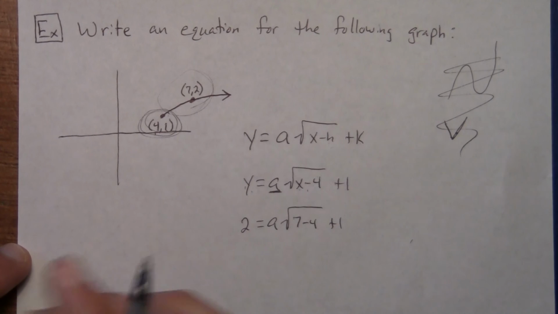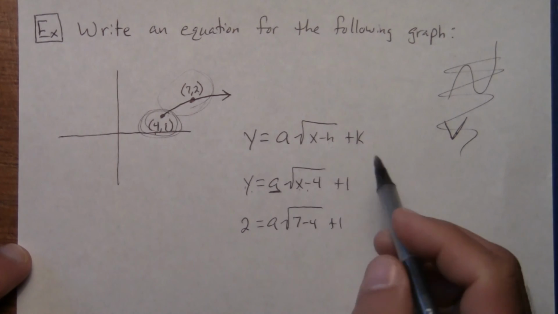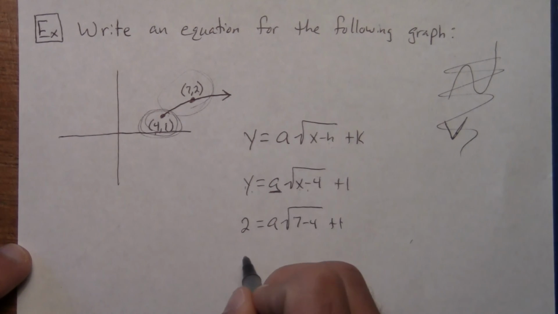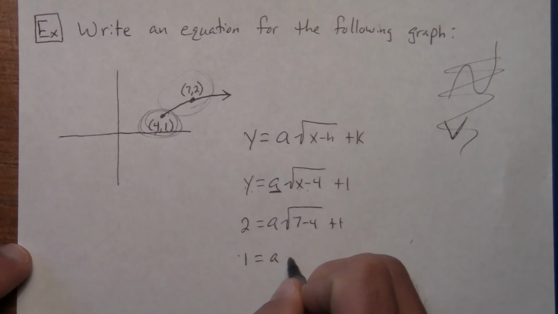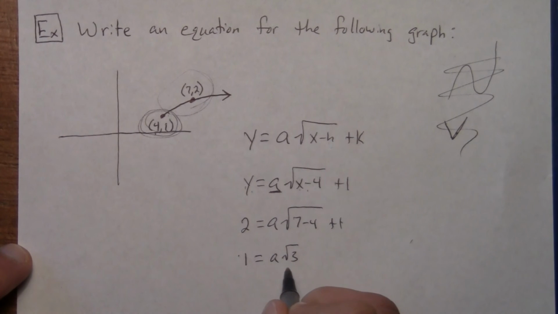And now you just have to solve for a. Again, do your order of operations correctly. When you're solving, I want to subtract 1 to start with. So subtracting 1 will give me 1 equals a times the square root of 3, so you're going to divide both sides by the square root of 3, and you are going to end up with a is equal to 1 over the square root of 3.